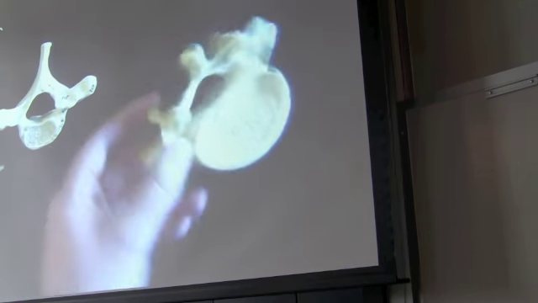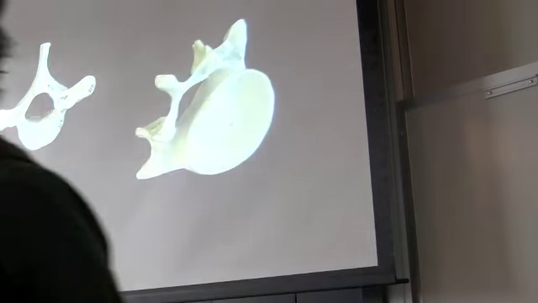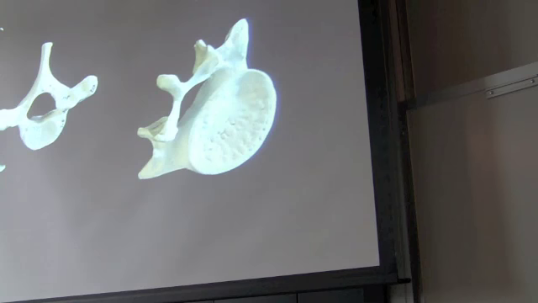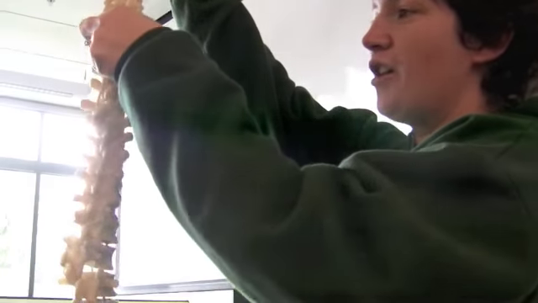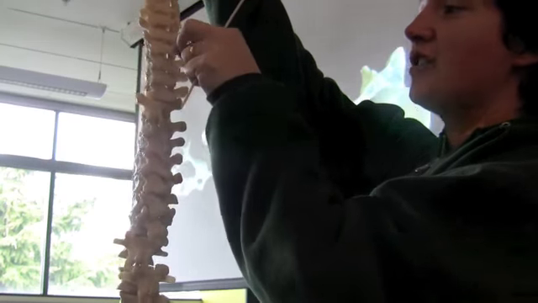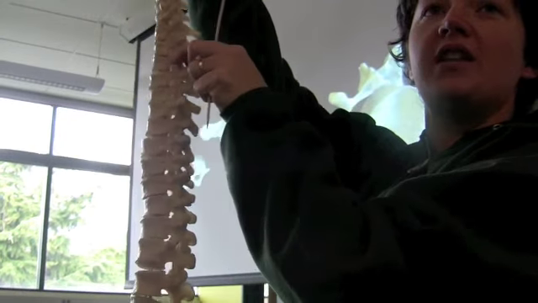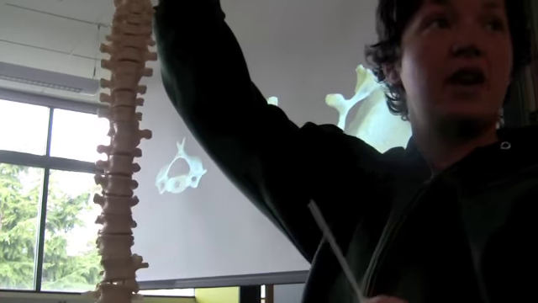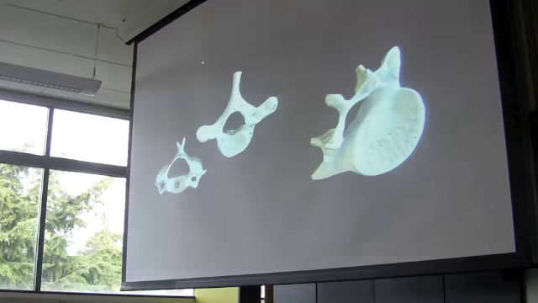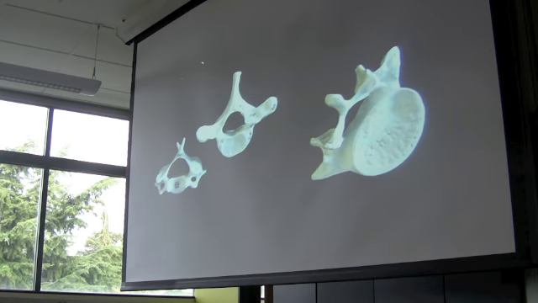Those are most easily understood when you look at the articulated vertebral column. You can see how each inferior articular process articulates with the superior articular process of the vertebrae below it. It's actually really cool how they fit together, and it's because of those superior and inferior articular processes.